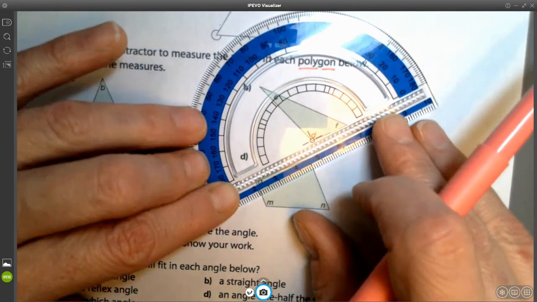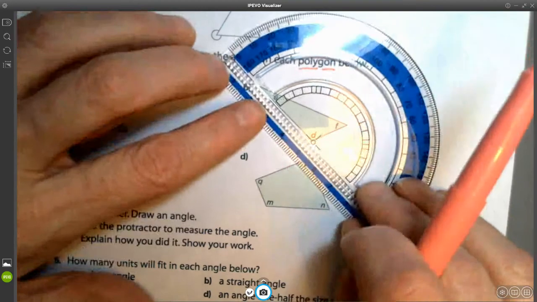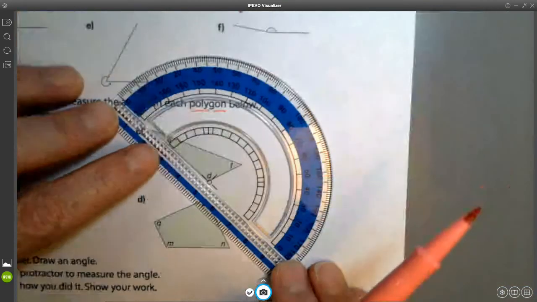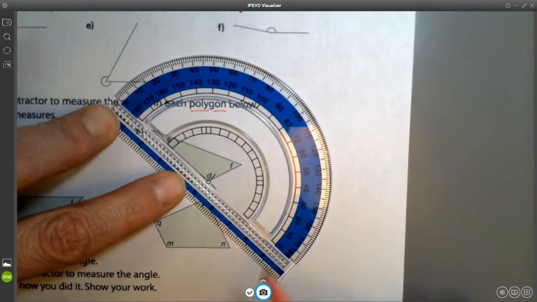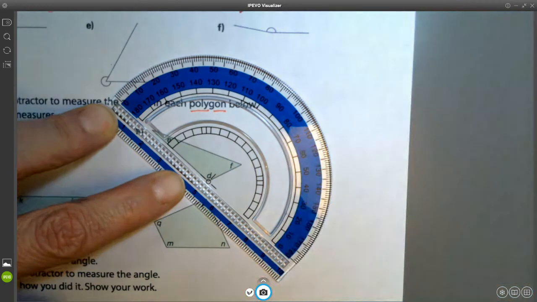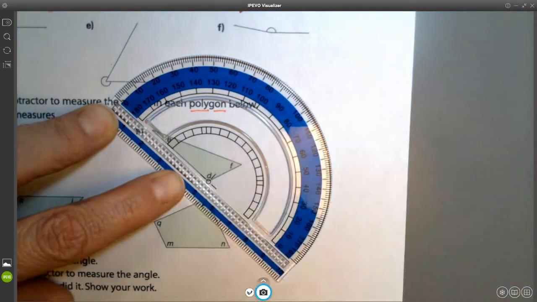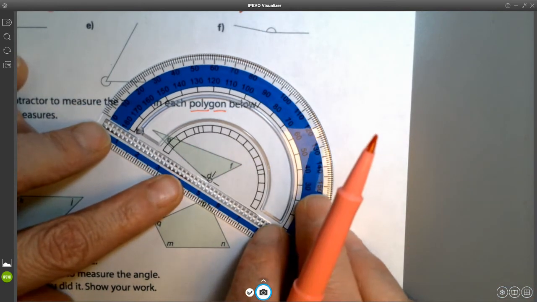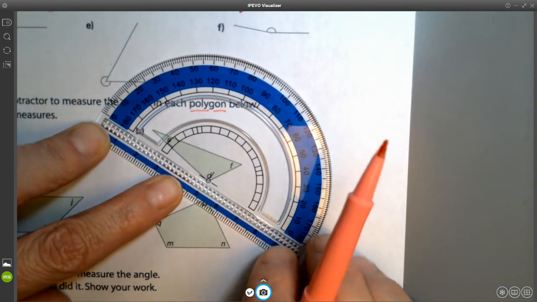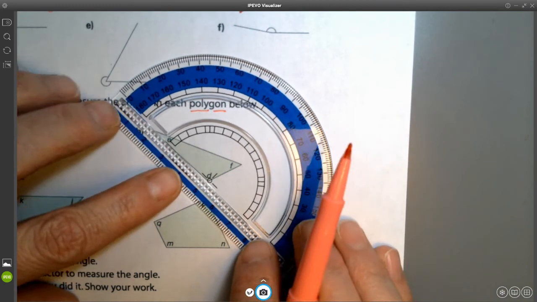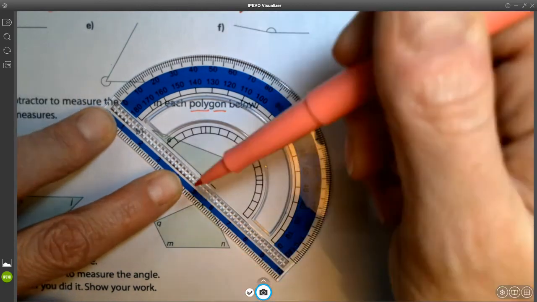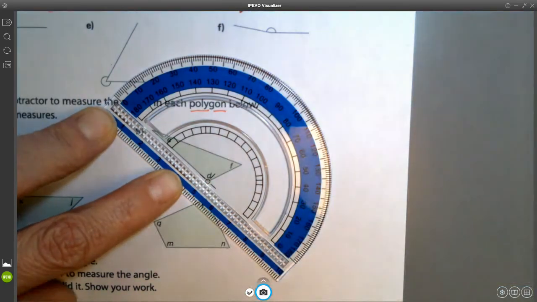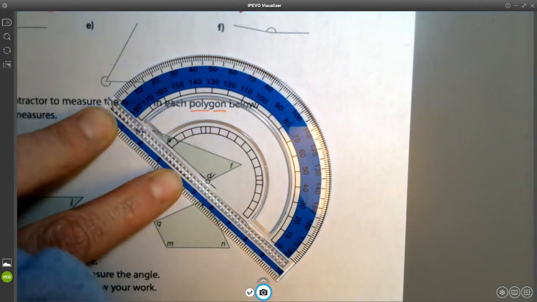So again, why don't I do it this way? I center my protractor exactly on the vertex. Make sure that one side of the shape is passing on the baseline. Like, I don't want to center it like this because I'm going to get an inaccurate measure. Okay. One of the lines of the shape or one of the arms of the angle always has to be centered on the baseline and goes through your lines there. Okay.